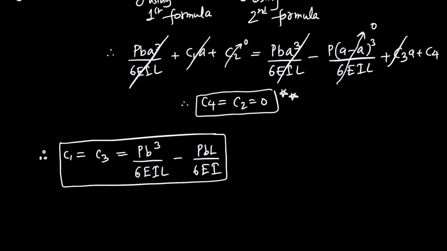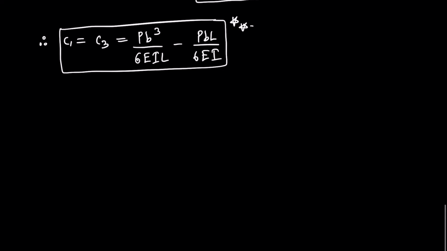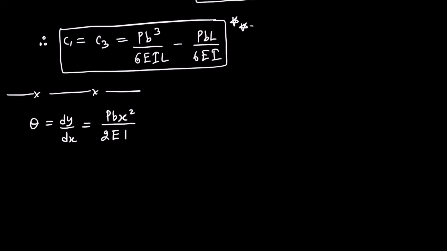So C2 is equal to C4 equal to 0, C1 is equal to C3 is equal to this value. Now, therefore I can write our deflection and slope value. So theta is equal to dy by dx is equal to PBx square upon 2EIL plus C1. Now C1 is PBb square upon 6EIL minus PBL upon 6EI.